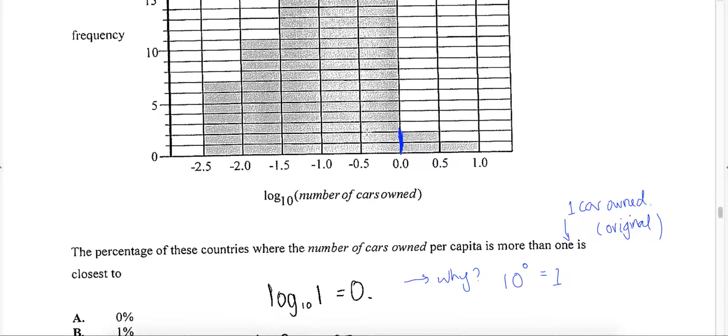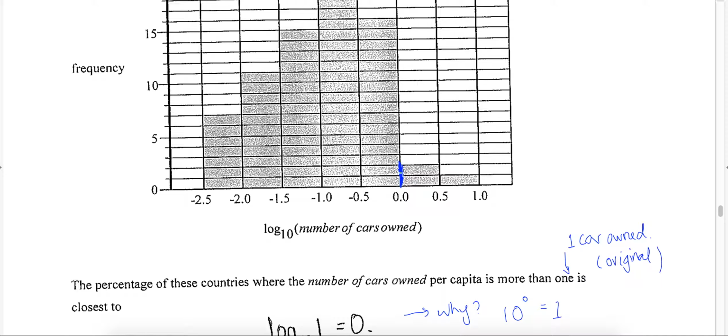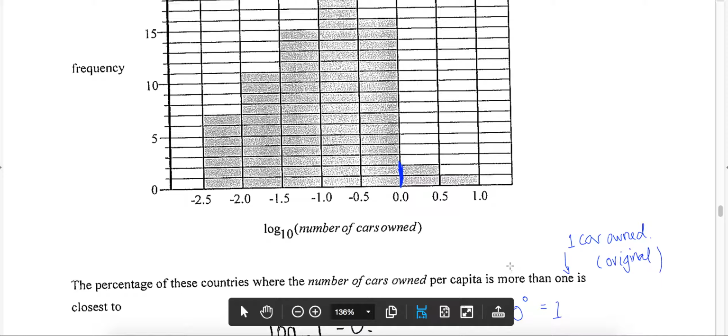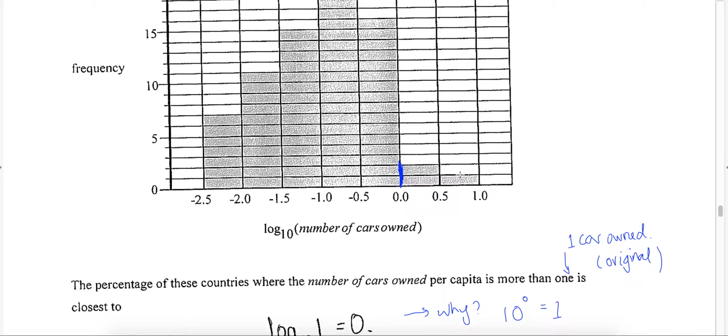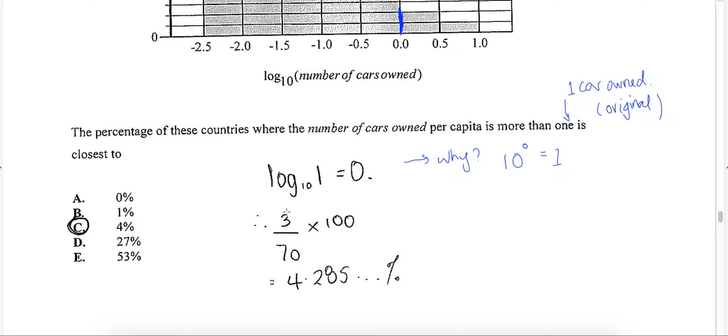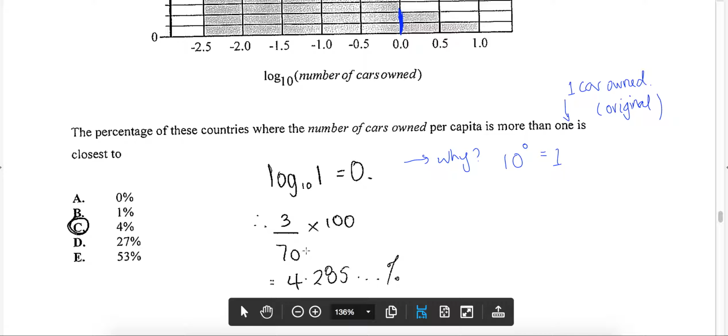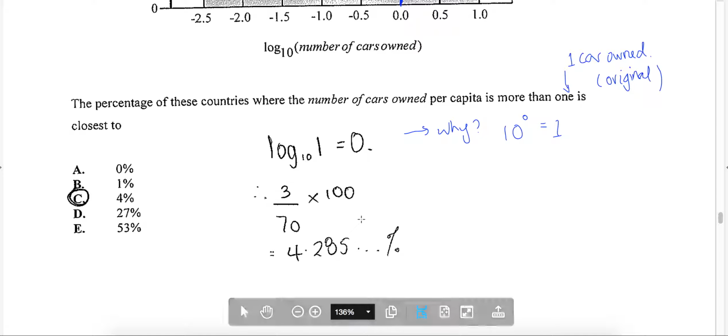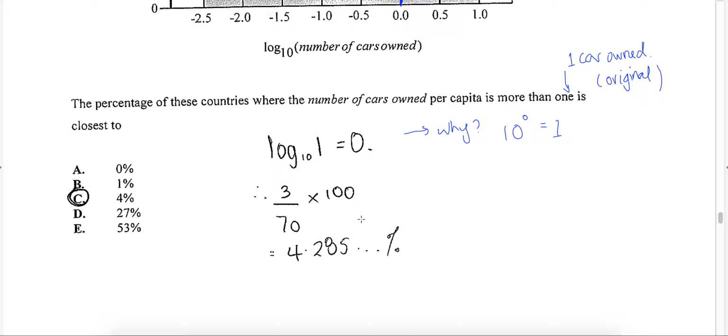So then I look up here, I find 0. So that's log of 1. And I count how many are to the right of that because it's saying we want how many are more than this value. So if we have a look on the scale here, it's going up in ones. So this is 1, 2, 3. I have 3 of them out of 70. Divide by how many there were in total and multiply by 100 to get a percentage. That is closest to 4%, therefore C.